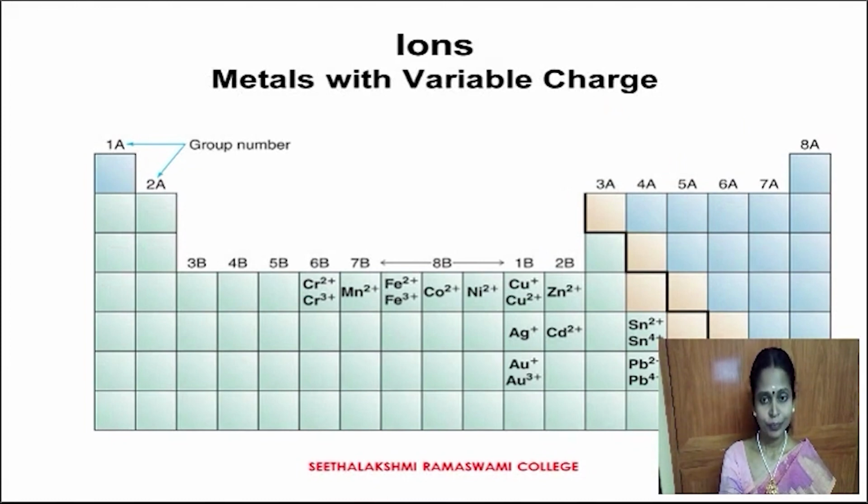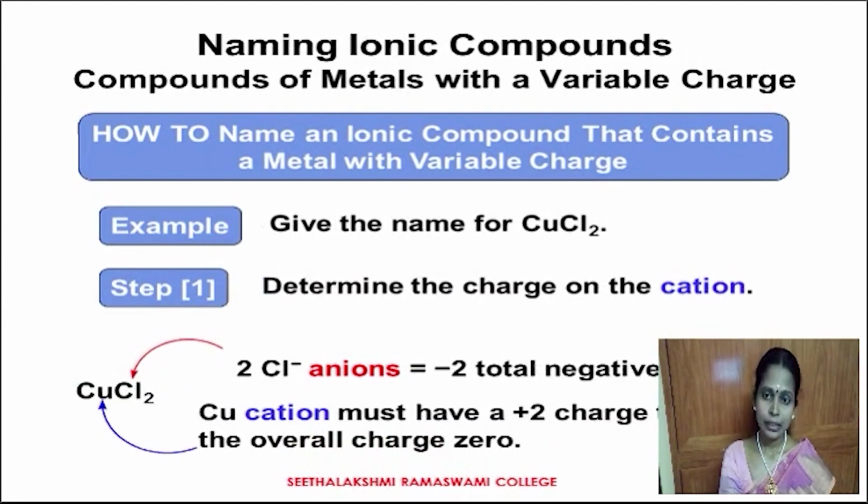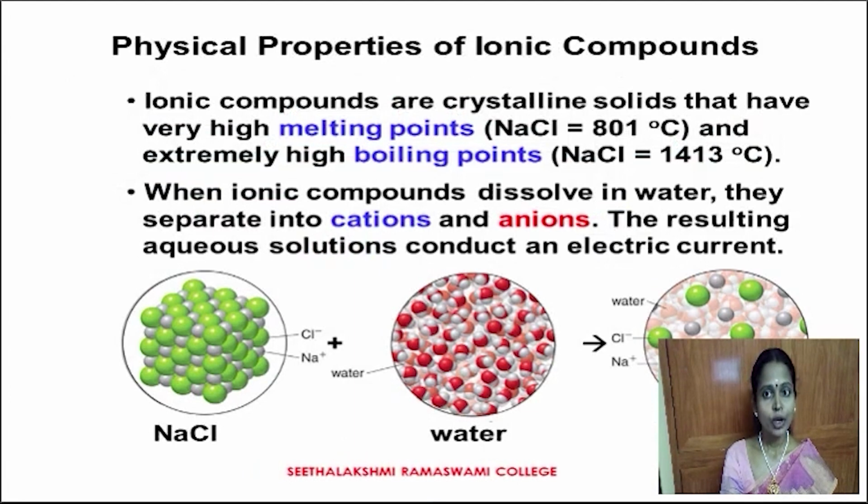Now, talking about the naming of ionic compounds, first the cation is named and then the anion. So if you have NaF, it is going to be called sodium fluoride. MgCl2 is called magnesium chloride. Whereas if you have a variable valency element like CuCl2, then it is going to be called copper(II) chloride or cupric chloride.